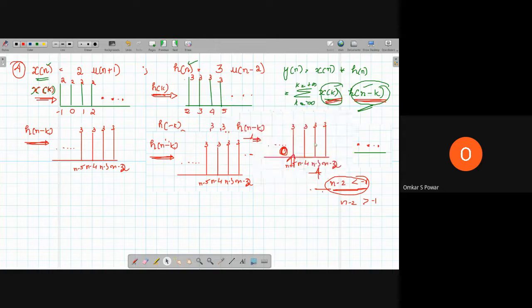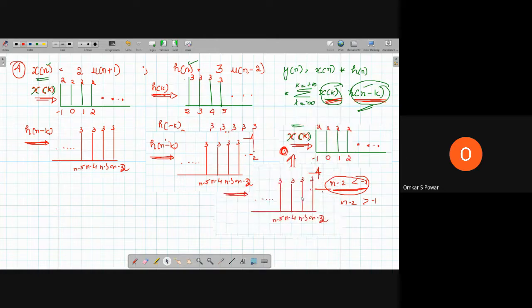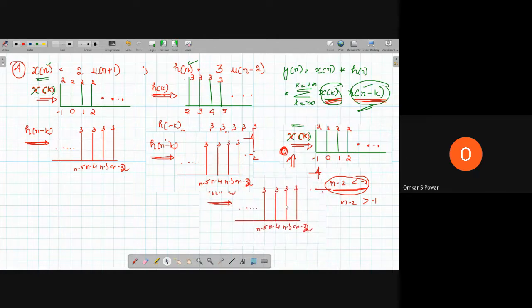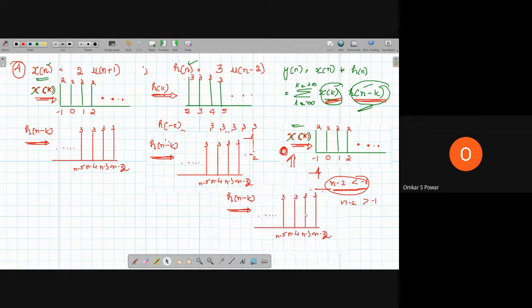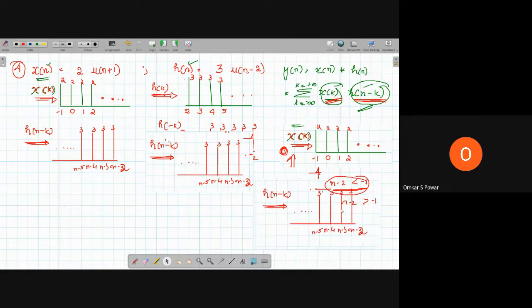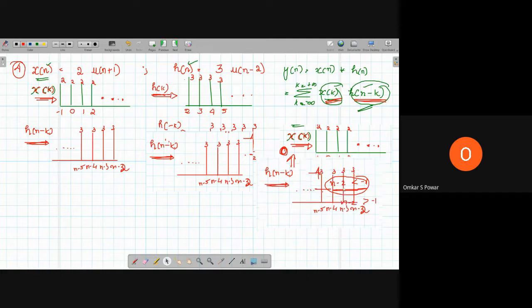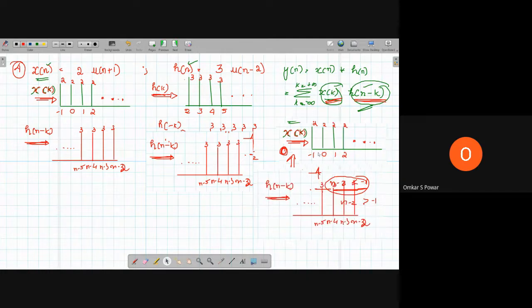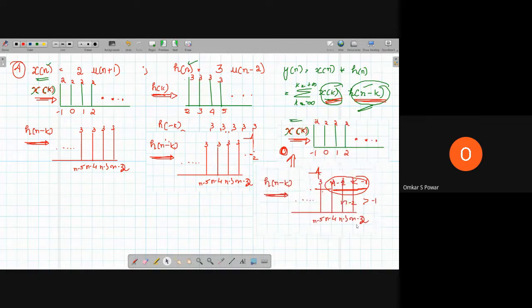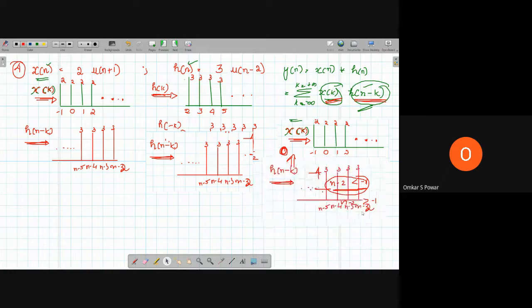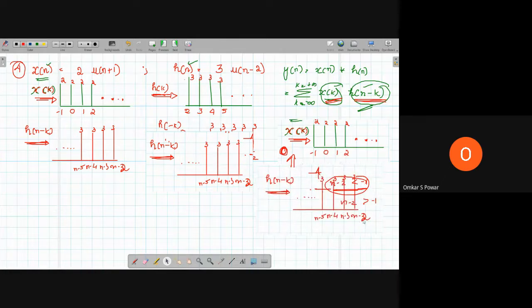So this h of n minus k, when n minus 2 is less than minus 1, output is 0. Then it starts to come here and there is overlapping. In case 2, the overlapping starts from this point, minus 1, and goes up till n minus 2. That intuition you should get to solve this problem. Okay, so we will do that mathematically.